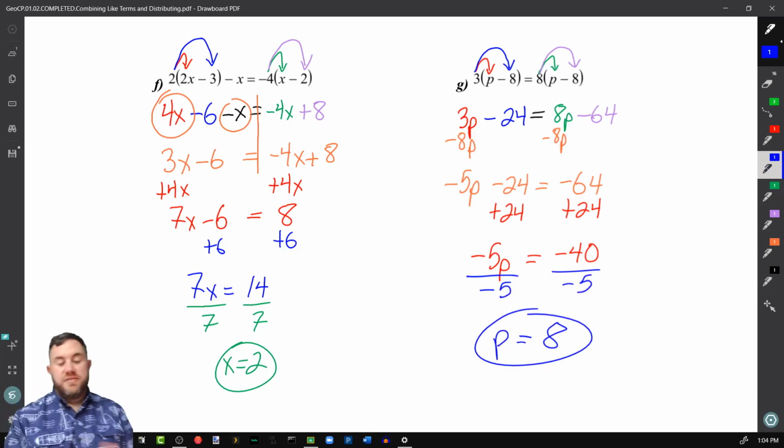So that's it for combining like terms and distributing. Again, this is review. I hope this has helped to get your mind in gear, because it's been a little while since some of you have done this. So get ready for those practice problems next time you're in class.